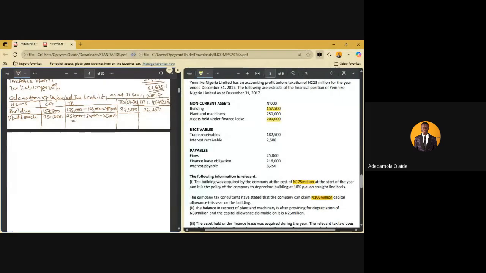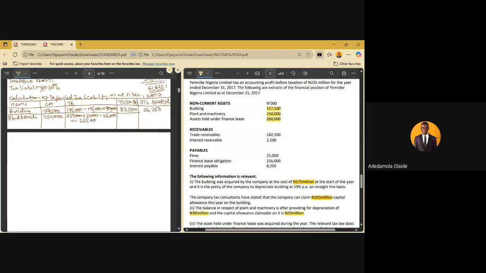We don't know what the cost of the asset is in the case of plant and machinery, but they gave us the carrying amount and the accumulated depreciation. Since carrying amount is cost minus accumulated depreciation, carrying amount plus accumulated depreciation will give us cost, which is why we have done the 250,000, which is carrying amount, plus the depreciation of 30 million. Then we now less the capital allowance so as to get the tax base. Is it clear?